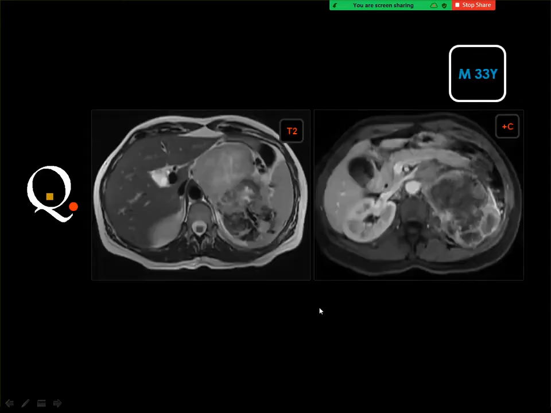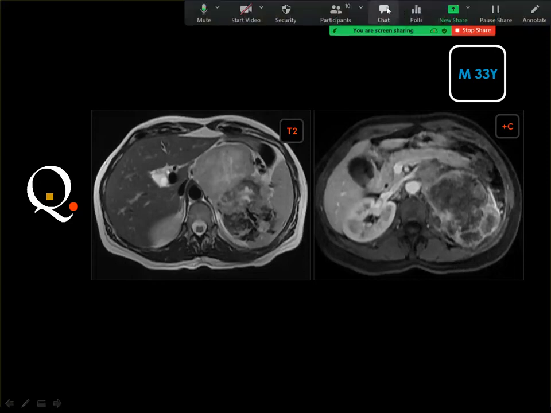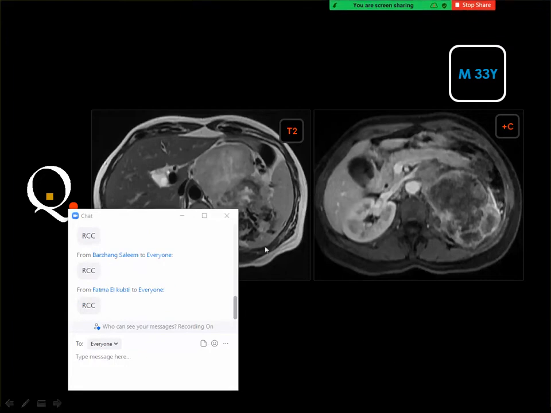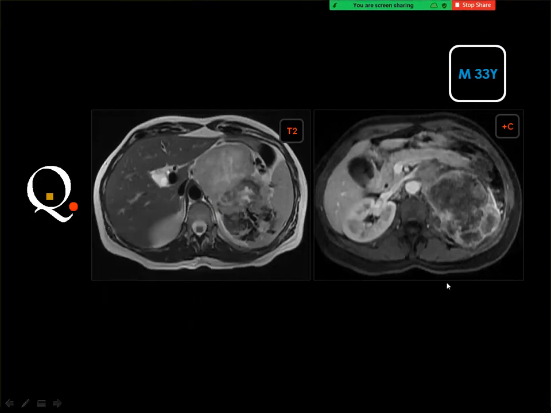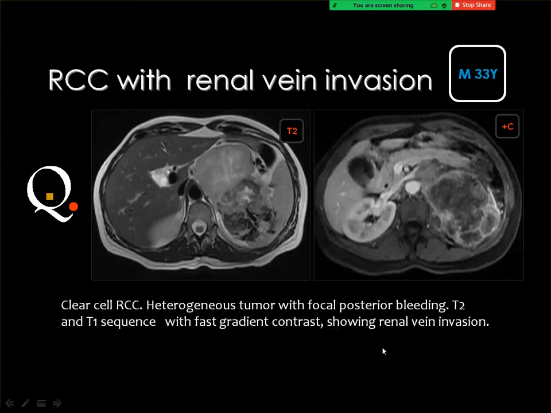The third case is an MRI for the renal area, T2 weighted image and T1 post contrast with fat-saturated image. Yes, the answer is right. This is renal cell carcinoma, and one of the essential findings for the diagnosis of renal cell carcinoma is to assess the extension of the tumor into the renal vein, and also whether it reaches the inferior vena cava or not. In this case, you can see that the tumor has invaded the left renal vein but has not yet reached the IVC. This is renal cell carcinoma with renal vein invasion.